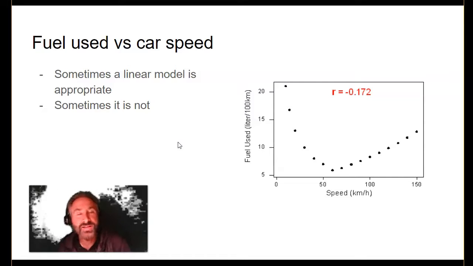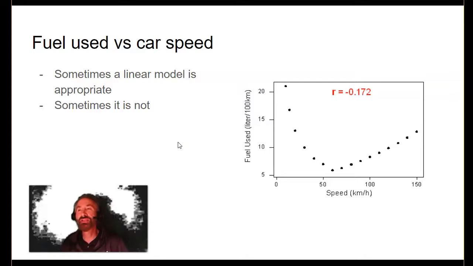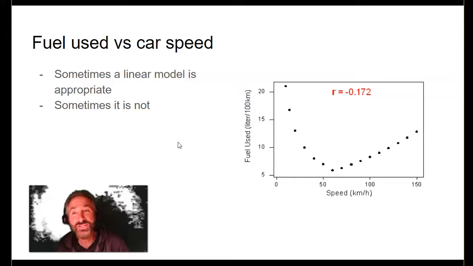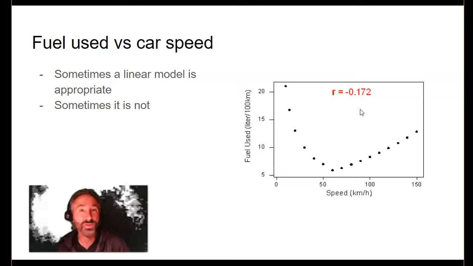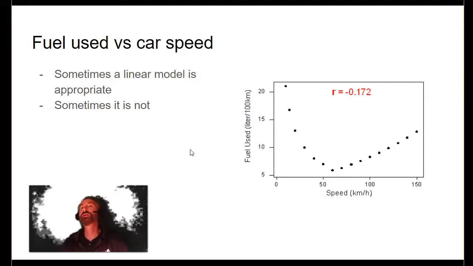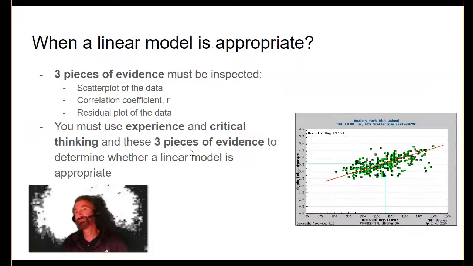Here, the data has a very strong association. You can see that, and the same with the planets and the orbital speed. But even though the association is strong, a linear model is not appropriate, and the correlation would not be very strong here. In fact, you can see the R value, which is the correlation coefficient, is relatively low. It's pretty close to 0. So in this case, a linear model would not be appropriate.